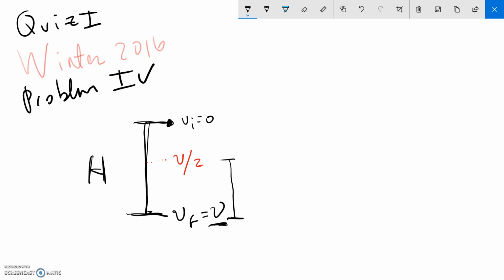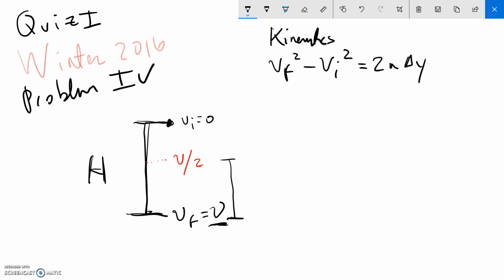Okay, so to solve this problem, we'll first recognize it's a kinematics exercise. And since I'm dealing with velocities and distance traveled, you should recognize that this is the equation that I want to use: the final velocity squared minus initial velocity squared is equal to 2 times the acceleration times the displacement. To make things simpler, I will use the following coordinate: when this thing drops a distance d, then the displacement is negative d.